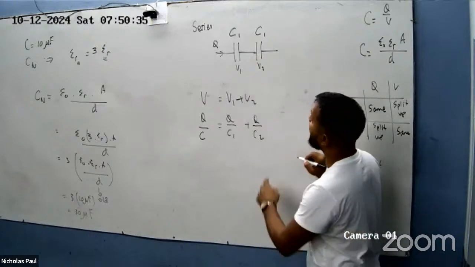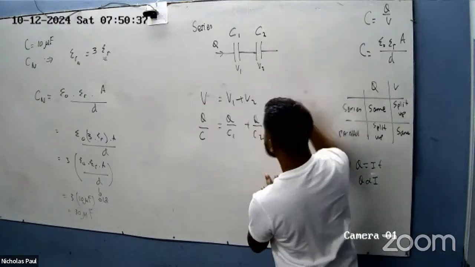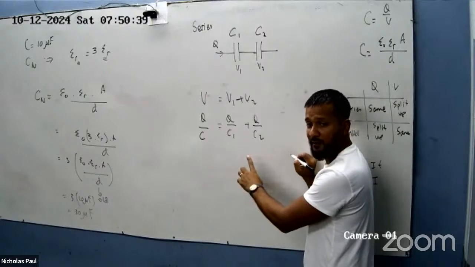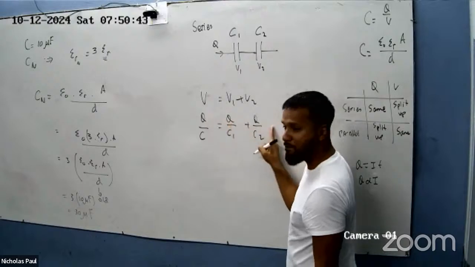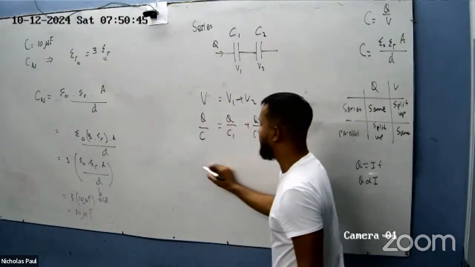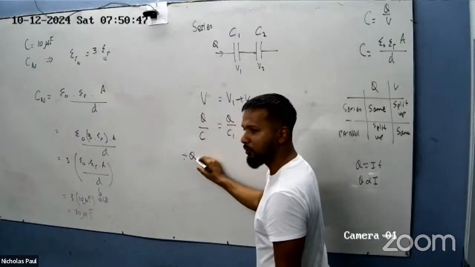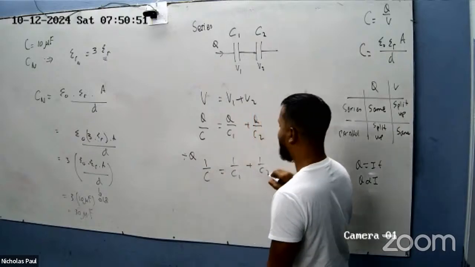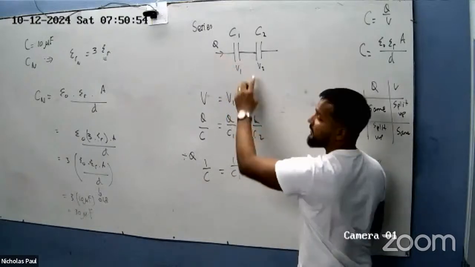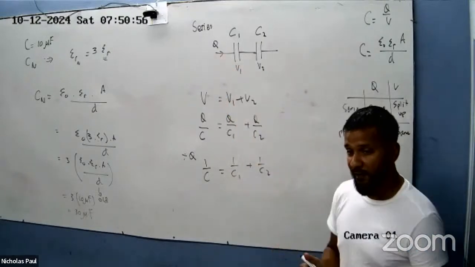Okay with that? What do I do now to make it look nice? They all have Q, so I can cancel the Q's. I can divide by Q, and I will get this formula here. This is the formula for capacitance in series. You have to learn to write it.